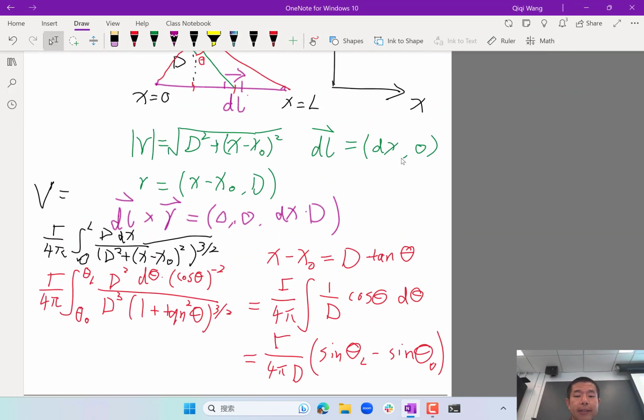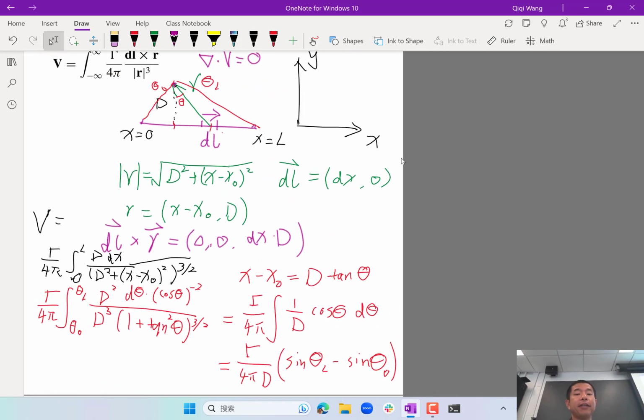So first of all, it's actually relatively easy to think about an infinitely long vortex. So an infinitely long vortex corresponds to theta naught of what? Minus 90 degrees, right? And theta L of plus 90 degrees.